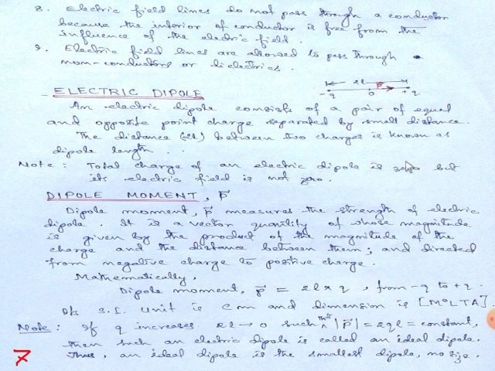I will not read like this, okay? Instead of that, let me explain so that it will not take much time. Two equal and opposite point charges separated by a small distance represent an electric dipole.